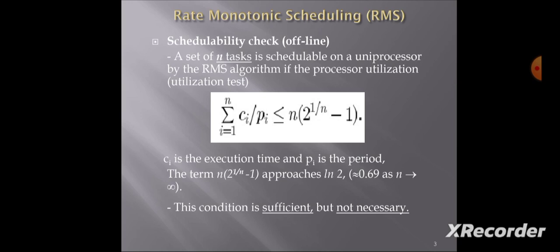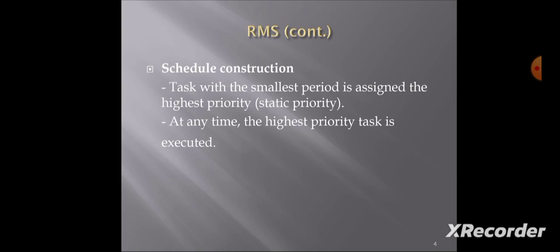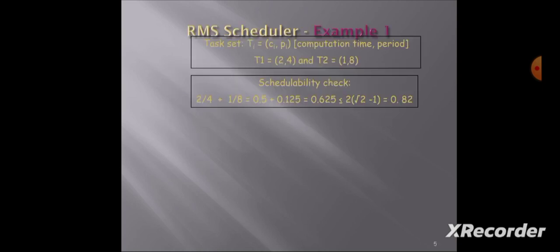The term n times (2 power 1 by n minus 1) approaches the natural logarithm of 2 value. So this condition is sufficient, but it is not necessary when we are talking about rate monotonic scheduling. In this schedule construction, the task with the smallest period is assigned the highest priority. At any time, the highest priority task is getting executed.